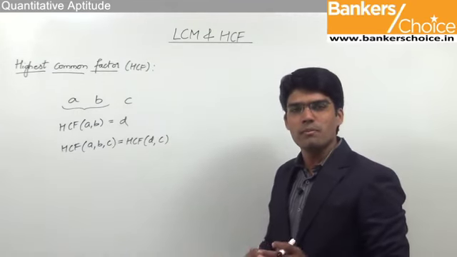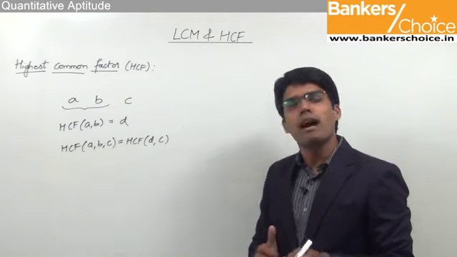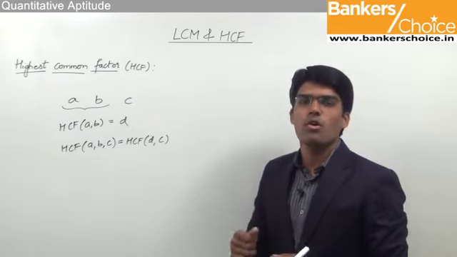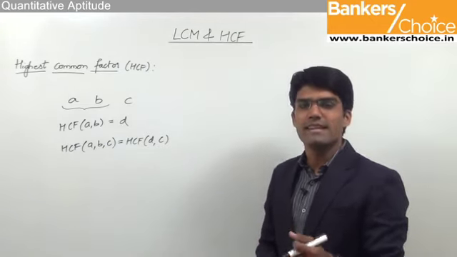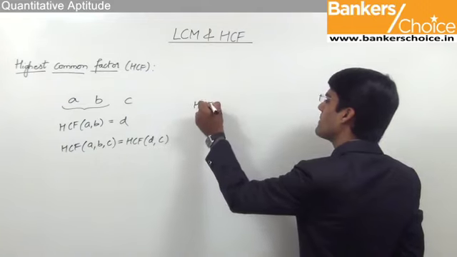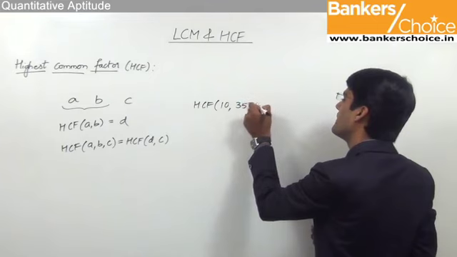So this is how we can find out the HCF of 3 numbers. First of all, take 2 numbers and get the HCF, and then with the answer and the left out number, again get the new HCF. So this new HCF that we get is the HCF for all the 3 numbers. Let us take an example to understand this. Let's say we have to find out the highest common factor of 10, 35 and 50.